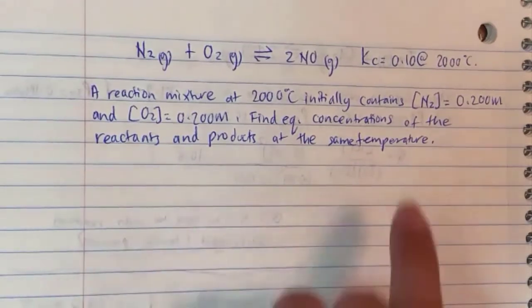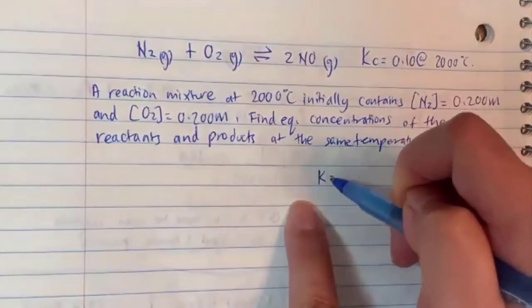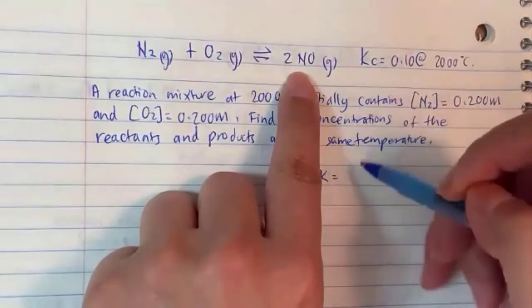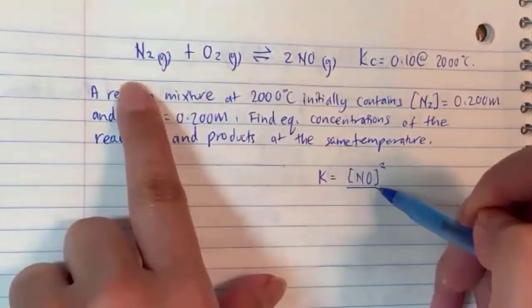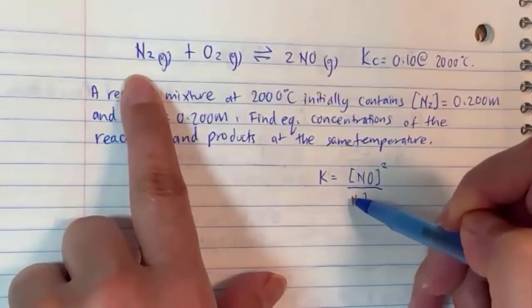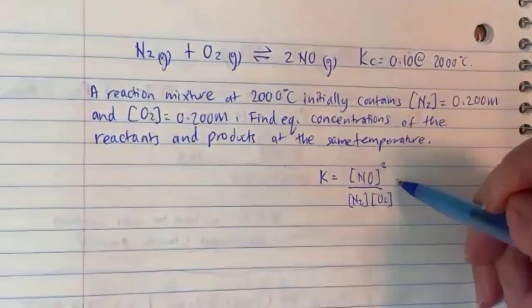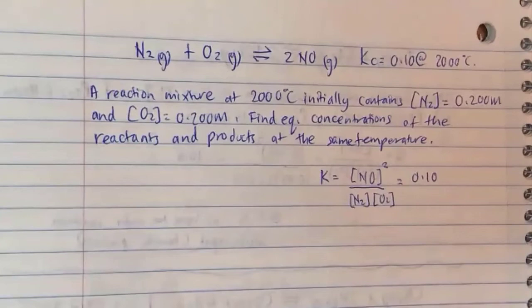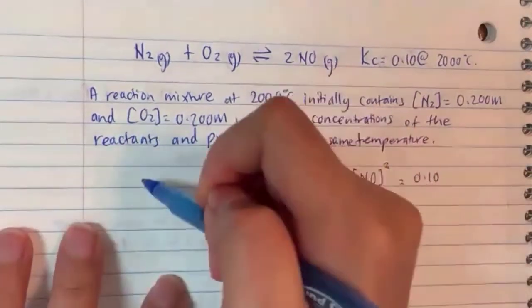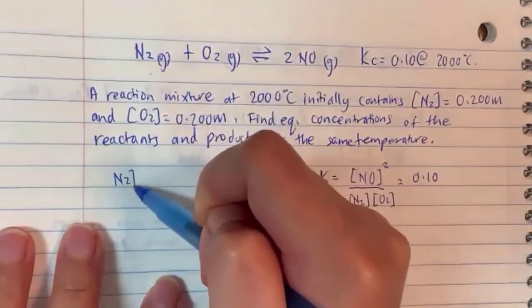Anyway, they gave us the K here. The K is 0.1. What's the formula for your K though? I like to write the formula out: NO squared over N2 to the power 1 and O2 to the power 1. And that number equals 0.1 at this temperature of 2000 degrees Celsius. Now I can start my ICE table. My ICE table will have all the gas stuff in here since they're all gas.